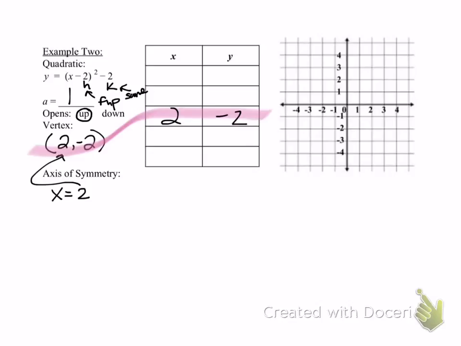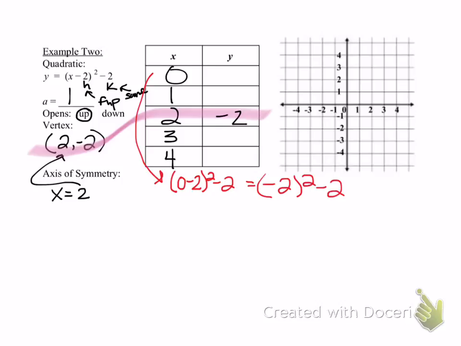So from 2, I need to go up 2 and down 2. So that's 3, 4, and that's 1, 0. So I filled out the rest of my x values. Now let's fill out my y values. So we've got to plug in 0. So I've got (0 - 2)² - 2. So that gives us (-2)² - 2, which gives you 2.